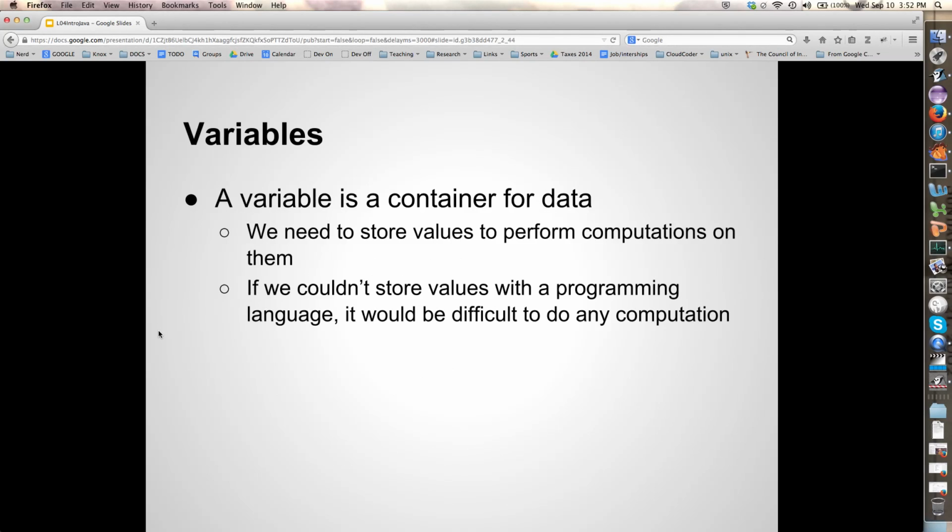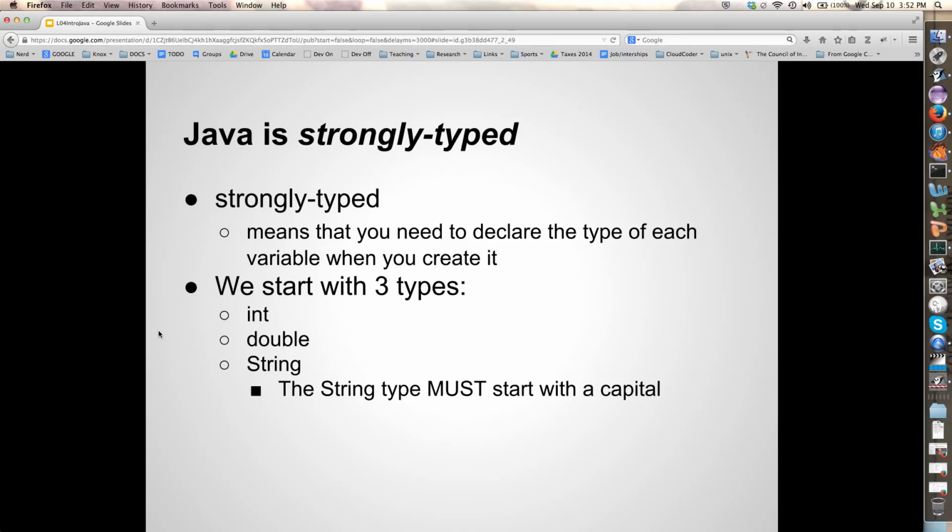So variables. A variable is going to store data. It's a container for some type of data. And we're going to need variables to store values in order to perform computations. If we couldn't store anything into a variable with a programming language, it would be really hard to do any computation. So Java is what is called a strongly typed language. Strongly typed means that you need to declare a type for each variable when you create it. The type is going to define the kinds of things that are allowed to be put into that variable.